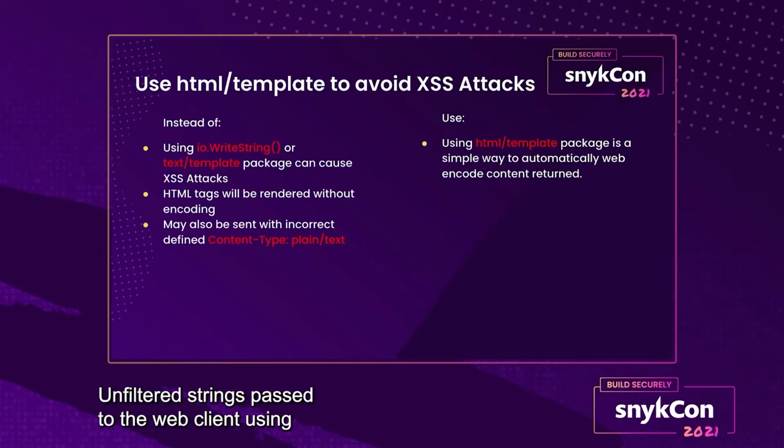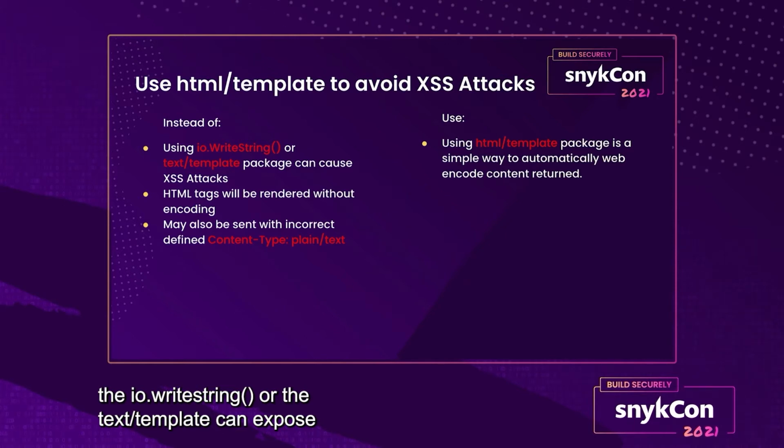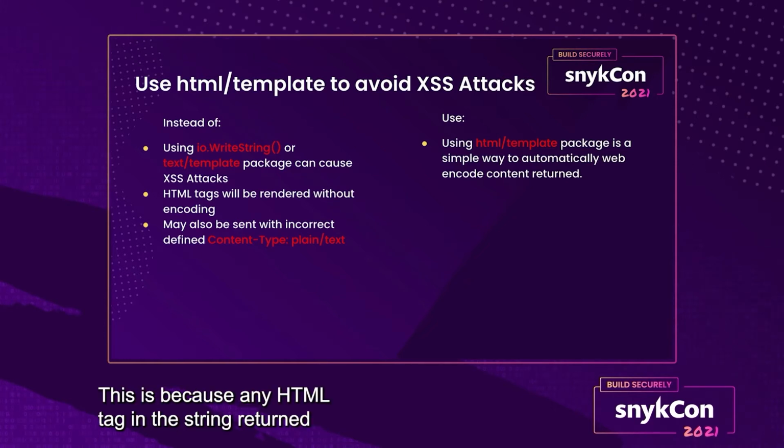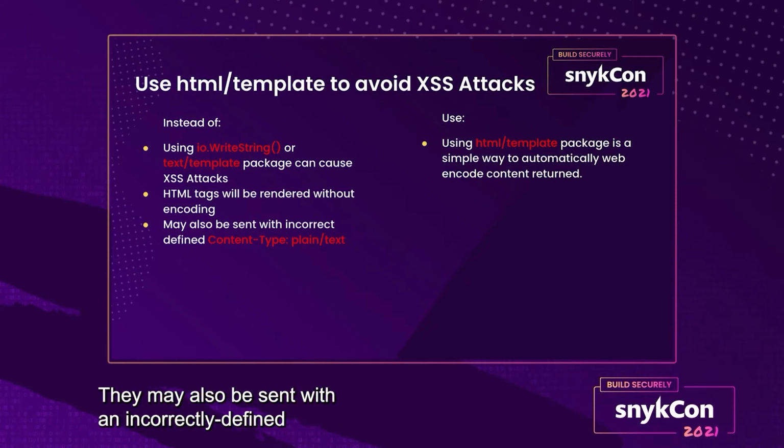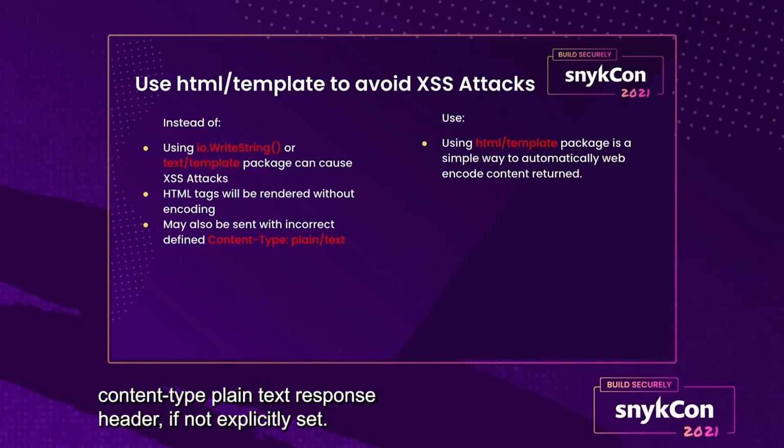Unfiltered strings passed to the web client using the io.WriteString or the text template can expose your users to a cross-site scripting attack. This is because any HTML tag in the string returned will be rendered to the output string without any encoding. They may also be sent with an incorrectly defined content type plain text response header if not explicitly set.